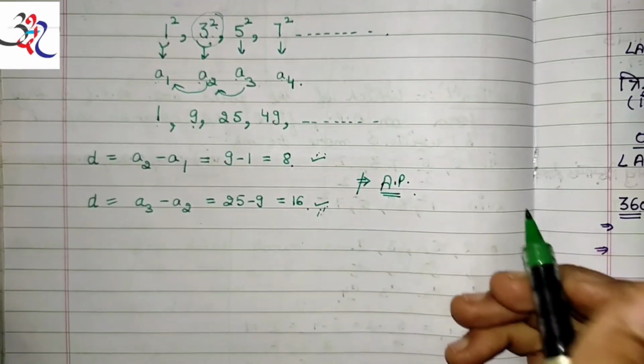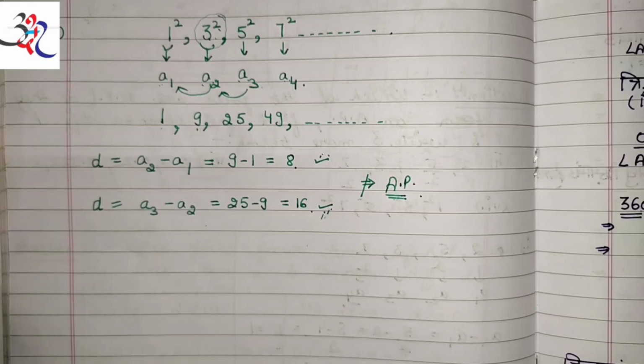So if it is not an AP, we do not need to find out the next three terms of this progression.